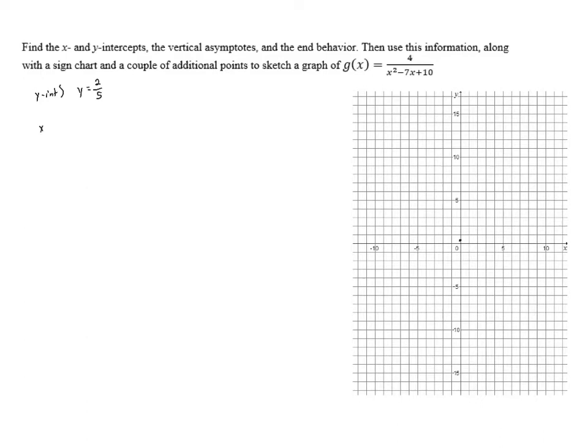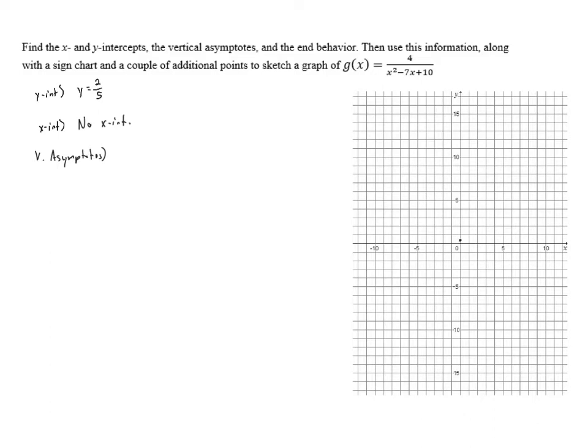Next, we know that the x-intercepts occur when the function is equal to 0, and for a rational function, this happens when the numerator equals 0. However, the numerator is 4, which is never equal to 0, so what that tells us is that there are no x-intercepts for this function. Next, we'll move on to the vertical asymptotes.